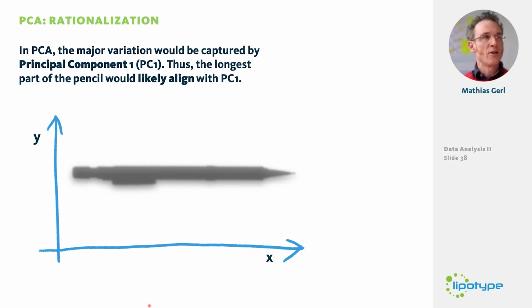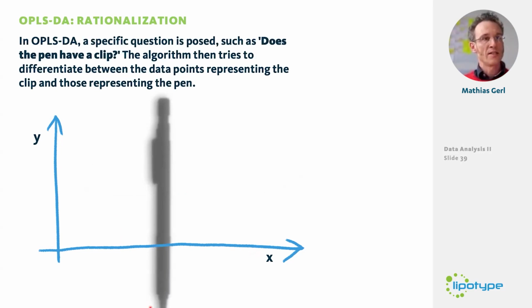In the case of the OPLS-DA, you would now have a supervised model that tries to really distinguish, let's say, molecules in the pen from molecules in the clip, and would force this separation on the first component. And here you would have everything that separates pen from clip. So far, my little example.